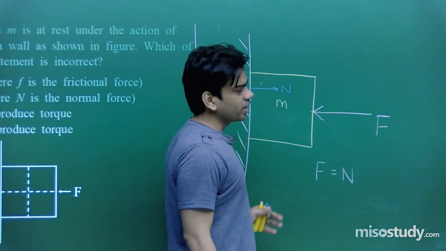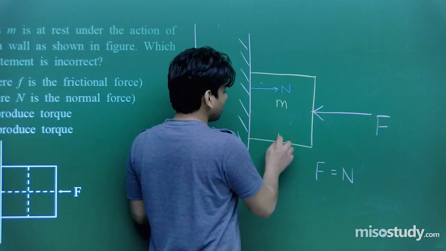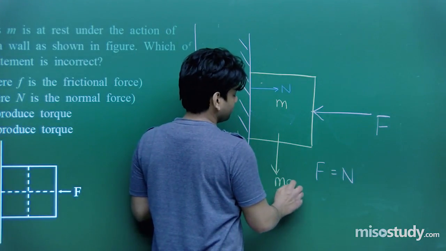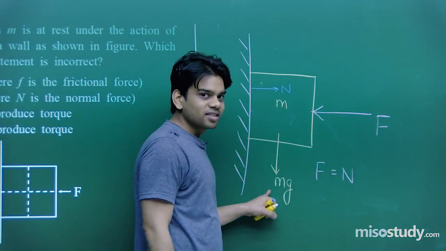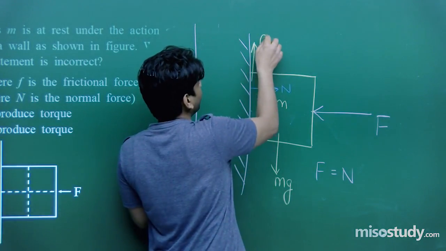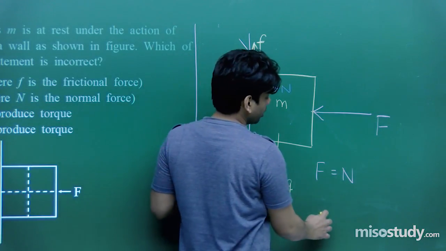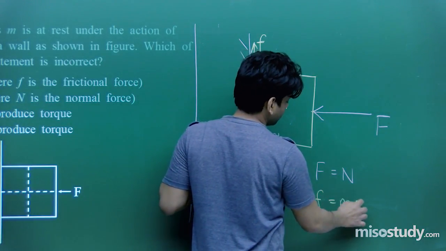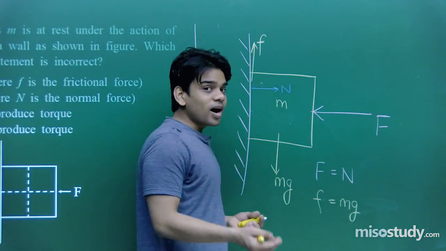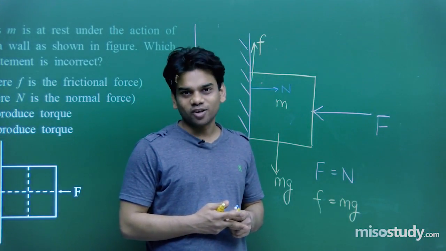Now let's talk about vertical forces. Understand, mg is acting along the downward direction. To balance it, since it is in equilibrium, the frictional force has to act along the upward direction, so I have marked f. So for vertical equilibrium, small f should be equal to mg. Now understand the torque about the point that is the center of mass.